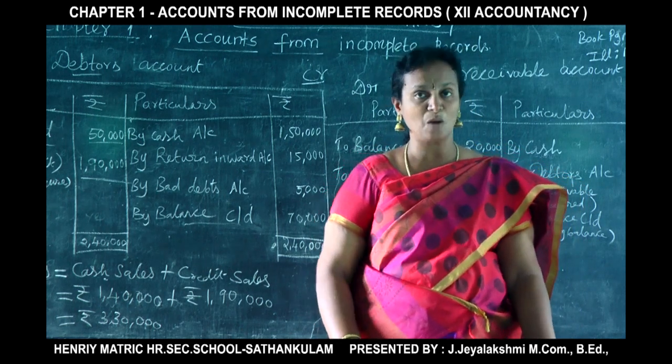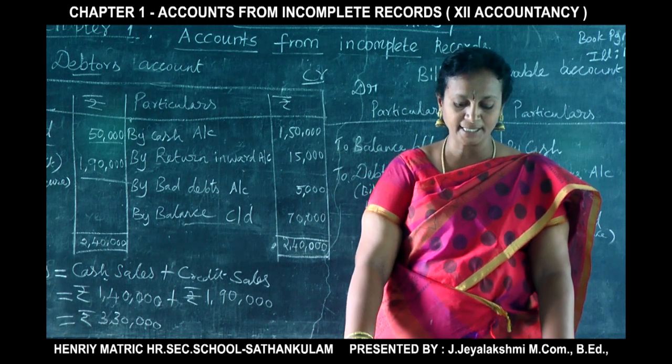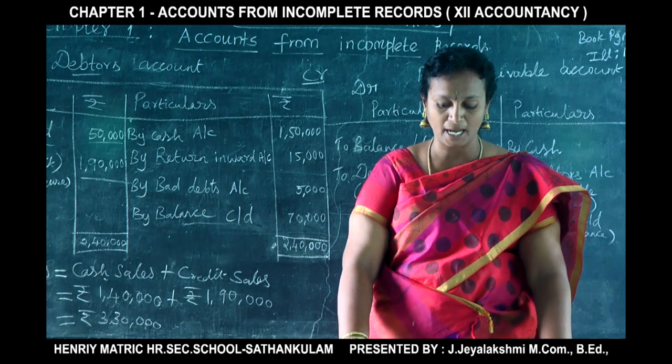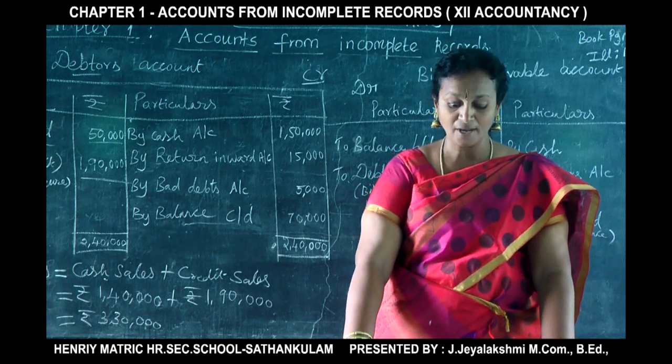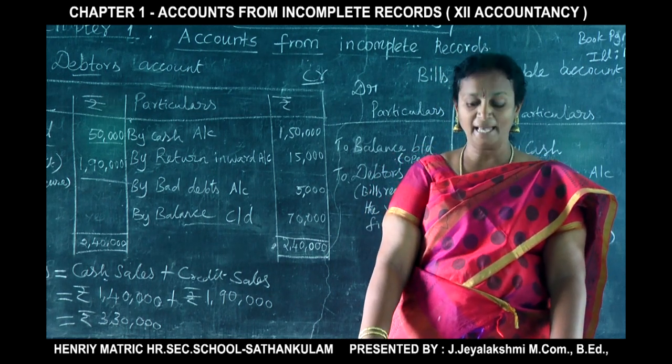Opening bills receivable, how much? 20,000. Closing bills receivable 30,000. Cash received from bills receivable 60,000. Bills receivable dishonored 5,000. Dishonored is nothing but the cancellation of bills. Now we are going to see the answer key.